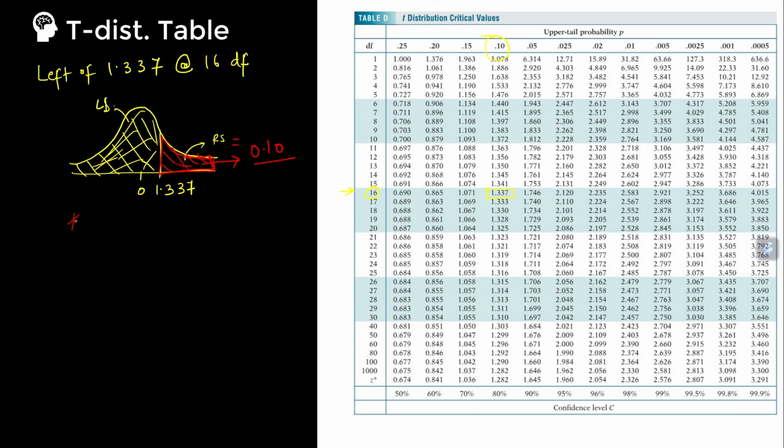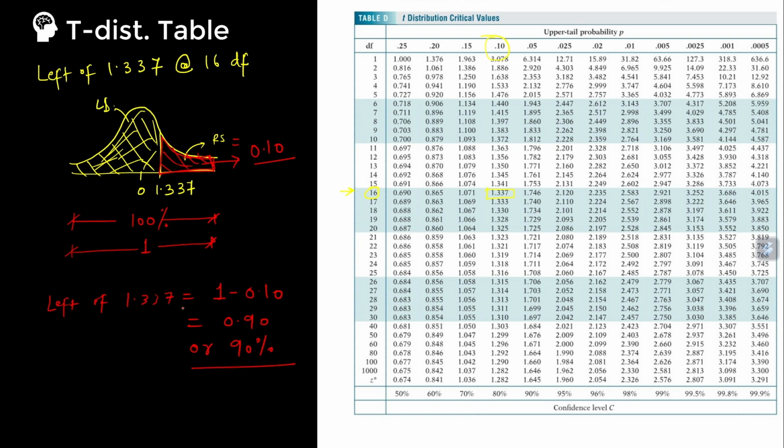So what we'll do, we know that the total normal distribution curve is of 100%, right? Or it is of 1 in decimals. So to calculate the left portion, the left of 1.337, it is going to be 1 minus 0.10. So it comes around 0.90 or 90% probability. Okay, I hope you have got this. This is clear. So the left of 1.337 at 16 degrees of freedom comes around 90%.